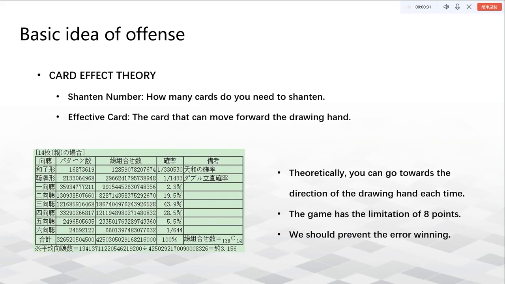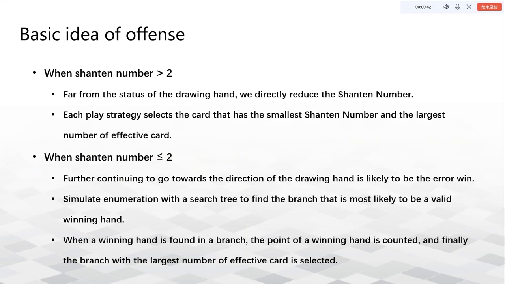Technically, we can go in the direction of the ready hand each time. However, because of the 8 points boundary, we should prevent erroneous winning. Our approach is to adopt different strategies according to the shanten number. When the shanten number is greater than 2, it is far from the status of a ready hand, so we directly reduce the shanten number. In other words, in each round we select the card which has the smallest shanten number and the largest number of effective cards.